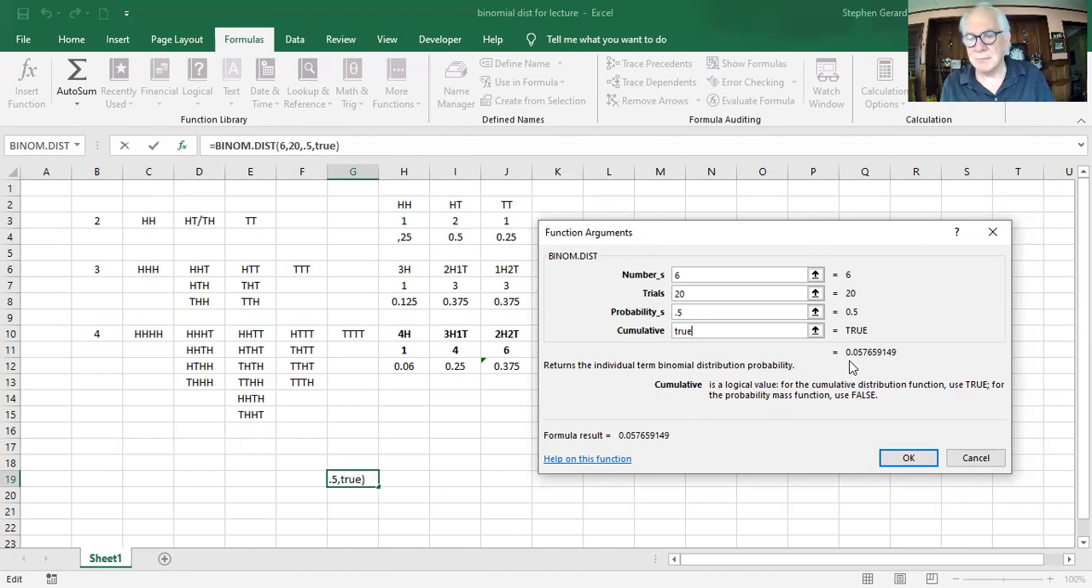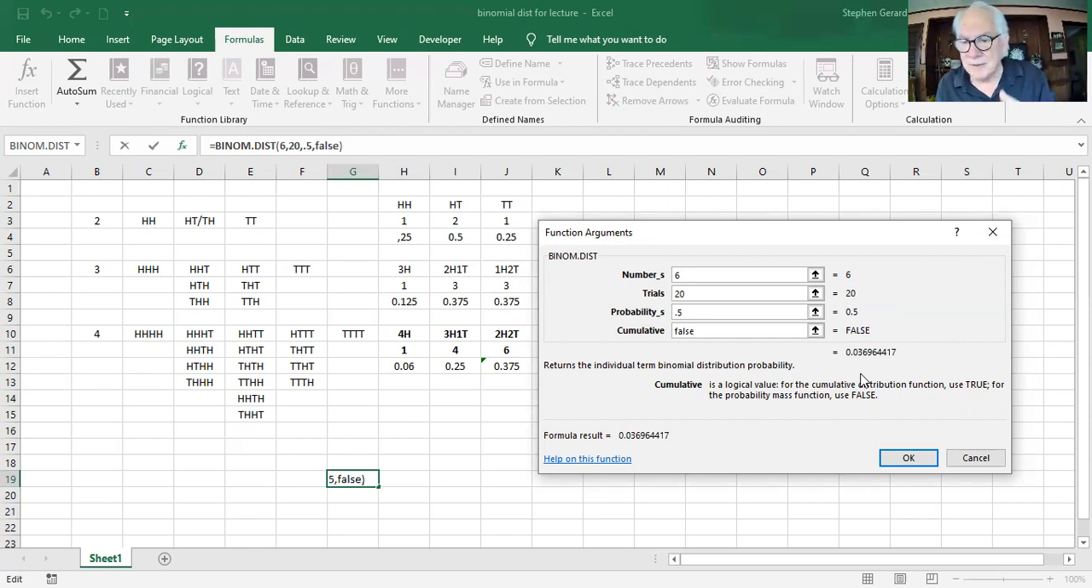And it tells me the probability of getting up to 6 heads. Boy, that seems low to me, but it's 0.05, about 0.06 if you round that up. So what do you suppose the probability of getting exactly 6 would be? Well, come back here and let's put in a false instead. Oops, I've got to spell it right for it to notice.